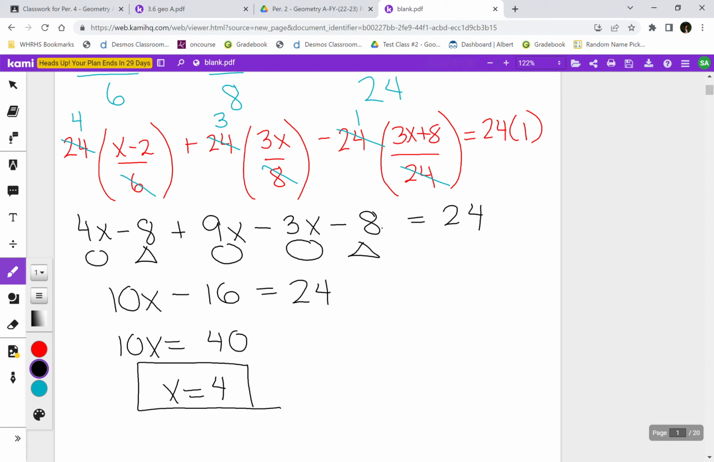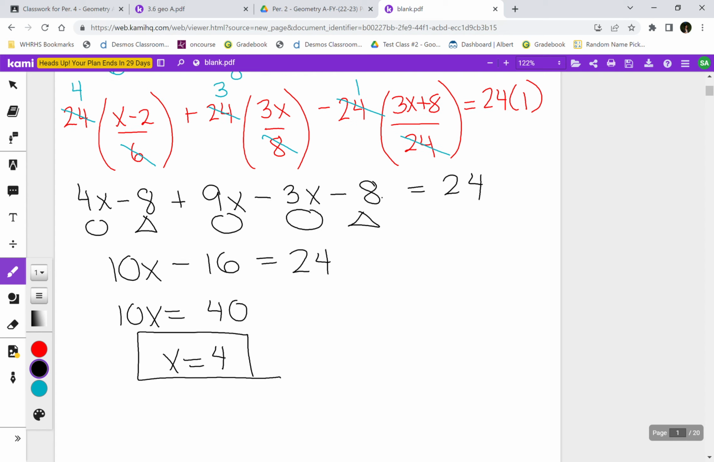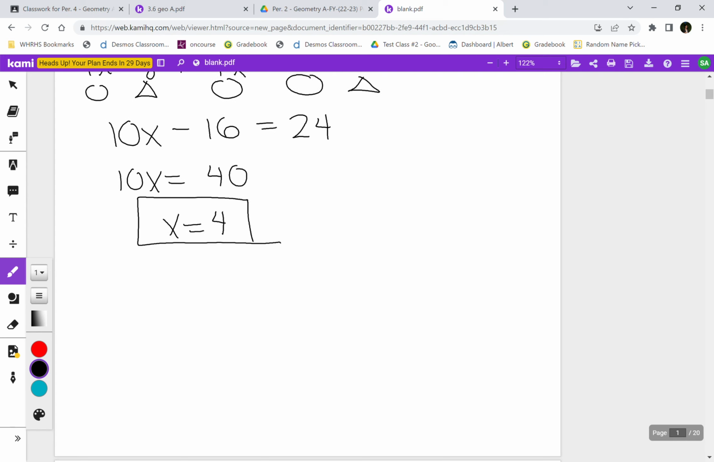Did we mess up algebra 1? Yes. Let's go. We did algebra 1 in my algebra 2 honors class. All right, let's keep going here.